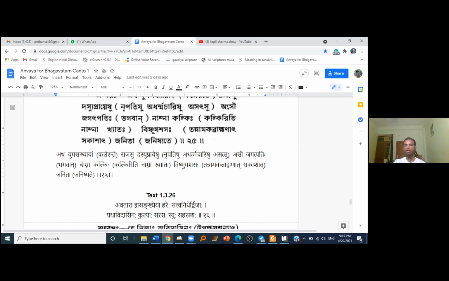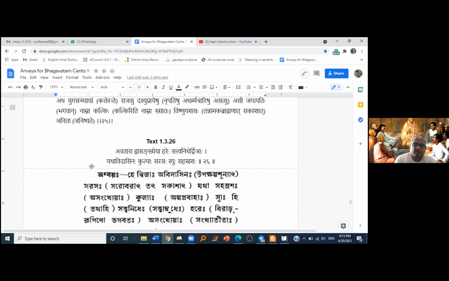So the Lord will appear from a Brahmana whose name will be Vishnu Yasha, and his name will be Kalki. And yes.